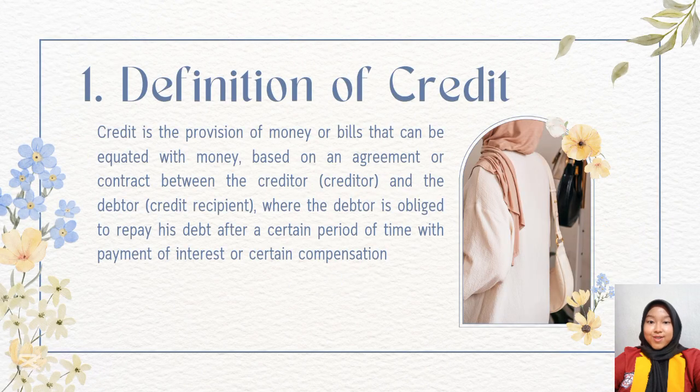Here I will explain the material about credit. 1. Definition of credit. Credit is the provision of money or bills that can be equated with money, based on an agreement or contract between the creditor and the debtor, the credit recipient, where the debtor is obliged to repay his debt after a certain period of time with payment of interest or certain compensation.